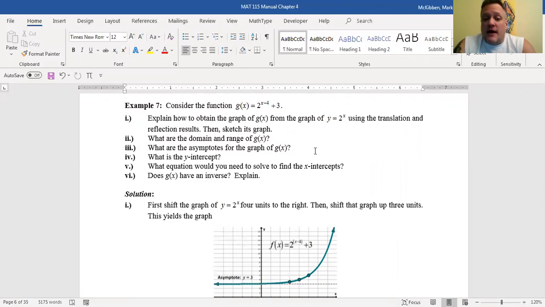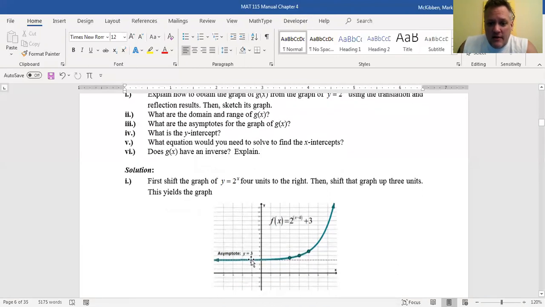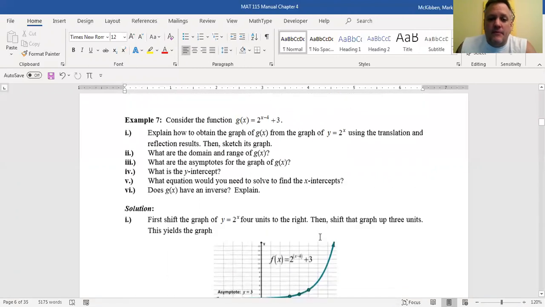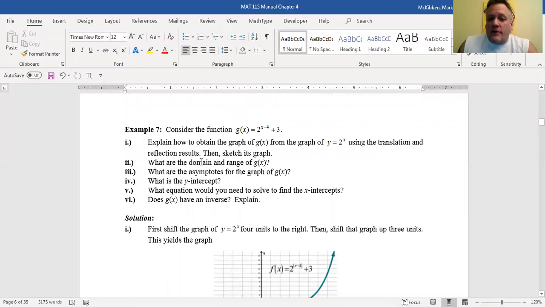And not only is that range going to be affected, but the location of the horizontal asymptote itself is affected. And so here, if I look at our graph, if I moved it up 3 units, notice that that asymptote moved up from being the x-axis to now being the line y equals 3, right? But the general shape is the same. Okay? The domain is all reals.